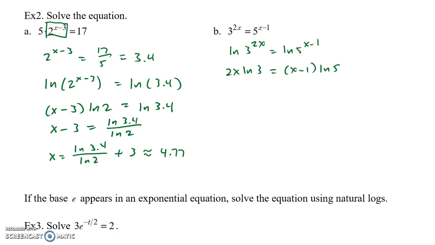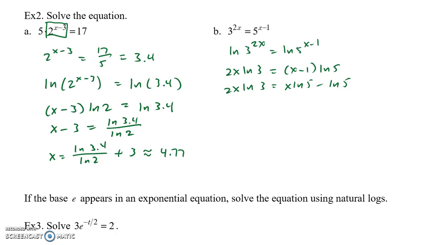Now in this case, because there's an x on both sides of the equation, I'm going to remove parentheses on the right using the distributive property. So I'm going to write 2x ln 3 and then x ln 5 minus 1 ln 5. That's just minus ln 5. So that removes the parentheses from the right.